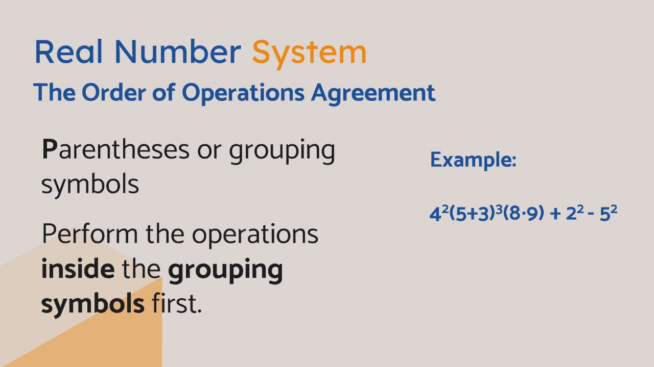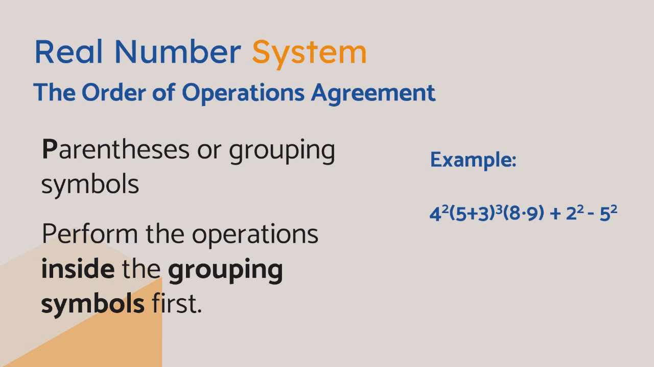According to this rule, we need to perform the operations inside the grouping symbols first. If you notice, we have two grouped expressions. We have two pairs of parentheses. We have the first one containing 5 plus 3 and the second one containing 8 times 9.